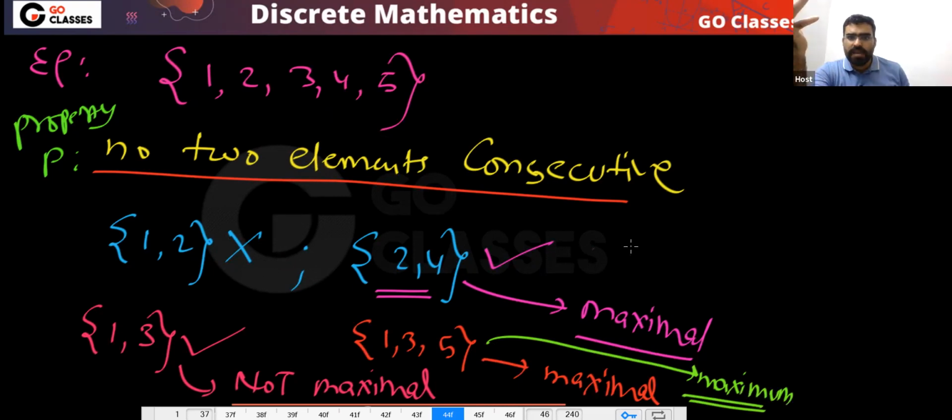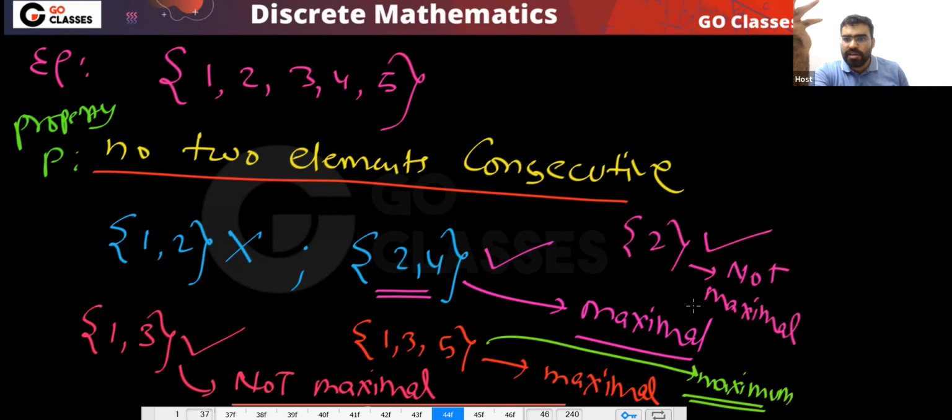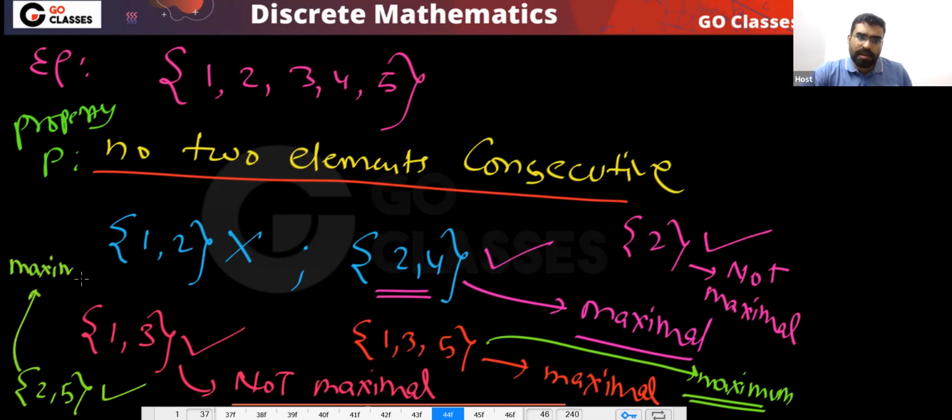Maximal, maximum. So remember, that set will also satisfy the property, but it is not maximal. There is no violation, but it is not maximal because you can add 5. Now I can say {2, 5}. This also will satisfy. Is this maximal? Yes, {2, 5} is maximal, right?